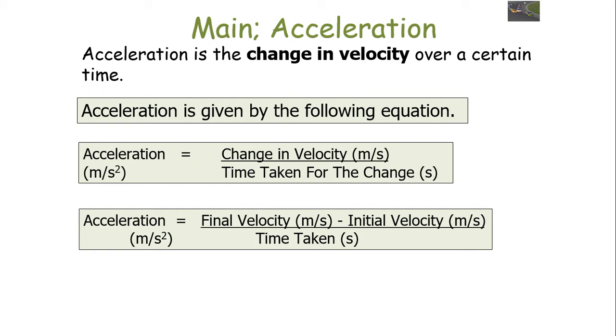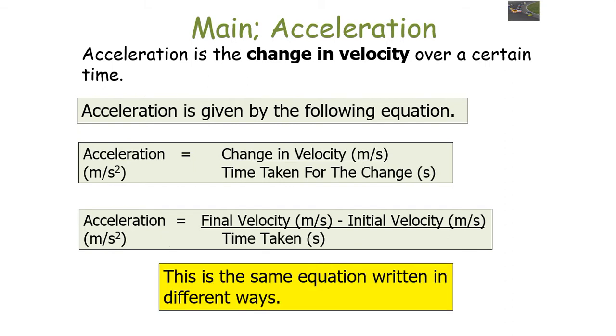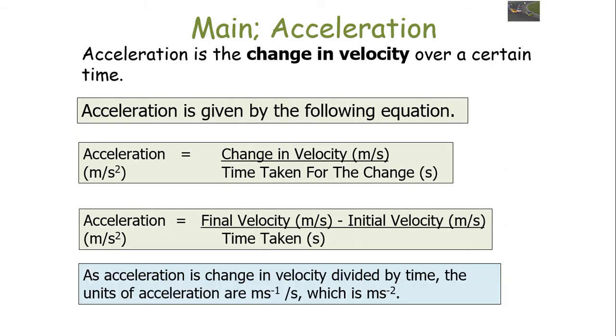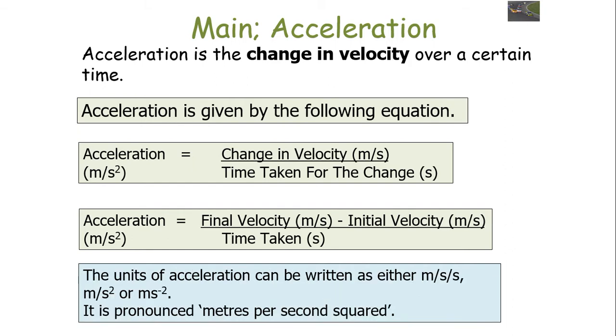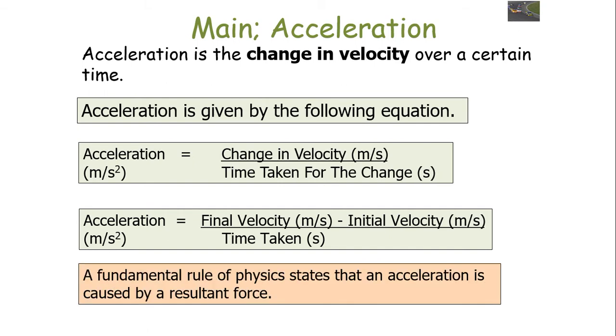Now we can work out acceleration with the following equation: the change in velocity, or the final velocity minus the initial velocity, divided by time taken. So acceleration equals change in velocity over time taken. It's just the same equation written in different ways. Now, as the acceleration is the change in velocity divided by the time, the units of acceleration are meters per second, or meters per second squared. So you pronounce that meters per second squared, but it can be written in any of those three ways.